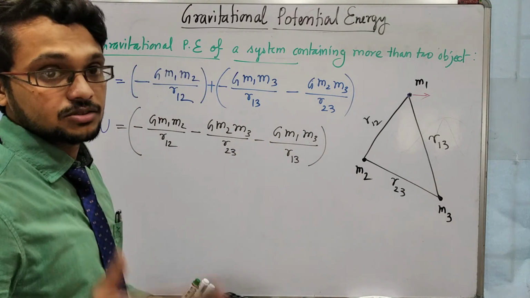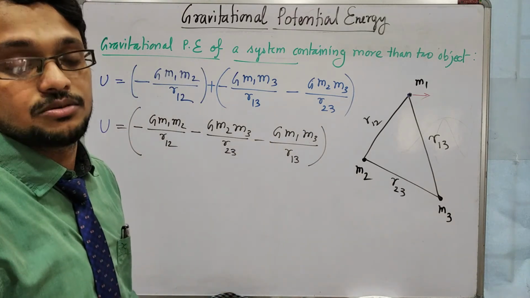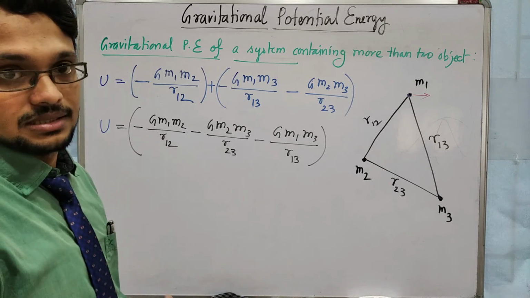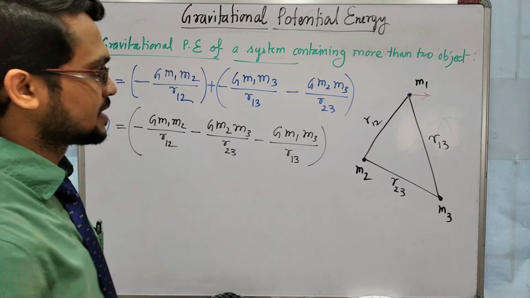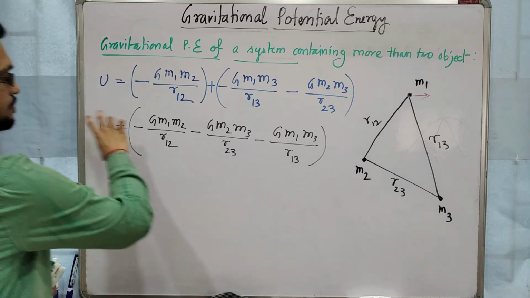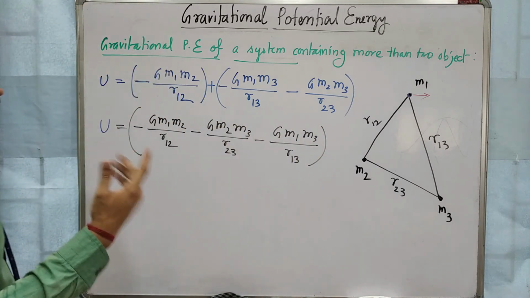If we take four objects, do not think that you will get four combinations. You can get more than four combinations. You have to check that. So this will be the potential energy for more than two objects.